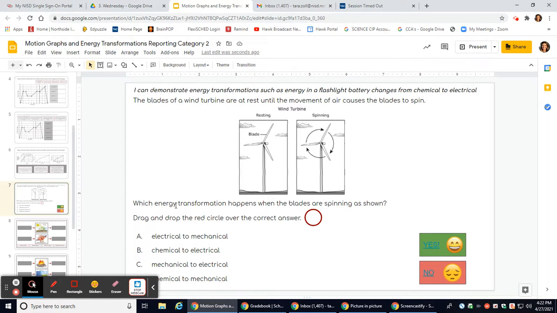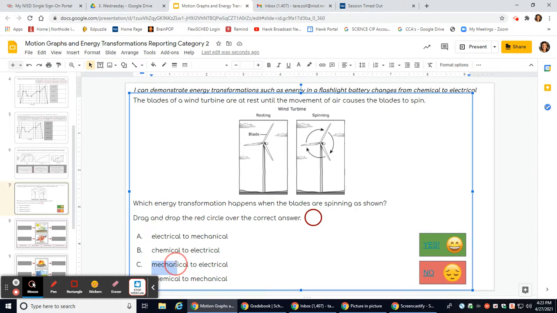We're going to drag and drop here. So here you have a wind turbine, it's at rest. So what you have is mechanical energy, energy of motion, that's going to turn into electric energy so we can turn on our lights. So what we're looking at is mechanical energy to electrical energy.